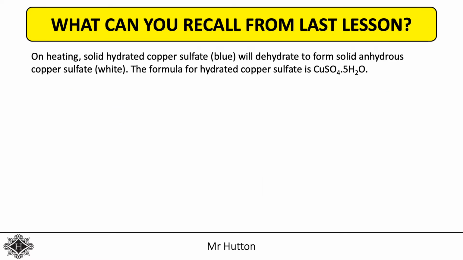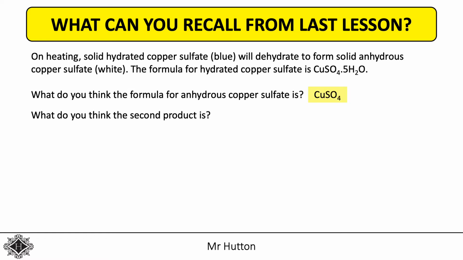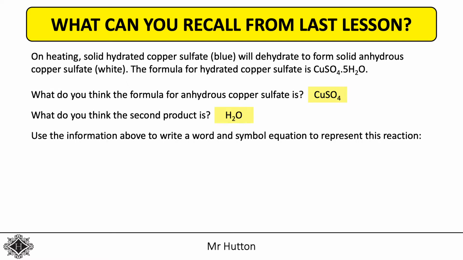So last lesson we looked at reversible reactions, and one of those examples was hydrated copper sulfate, where we can heat it up to dehydrate it to form anhydrous copper sulfate. The hydrated copper sulfate was blue and the anhydrous copper sulfate was white. So the formula for hydrated copper sulfate was CuSO4.5H2O. What do you think the formula for anhydrous copper sulfate is? CuSO4, good. And the second product was H2O. All right, I then asked you to write a word and symbol balanced equation for this reaction as well. So have a go at that.